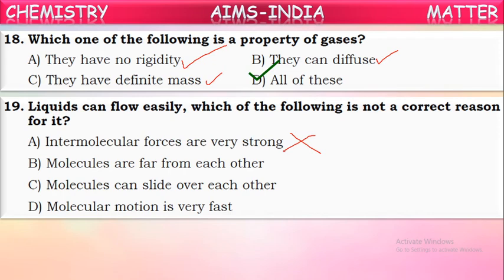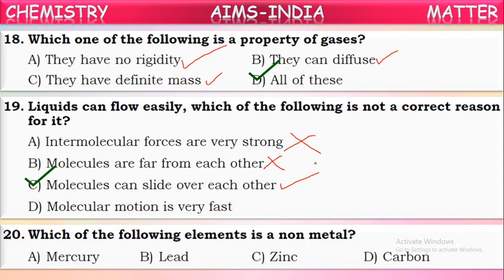Molecules are far from each other. Is it true? Not much far. In liquids, they are loosely packed but not much far. So see the third option. Molecules can slide over each other. Yes, this is the correct reason because of which liquids can flow. Liquids can flow because the molecules of liquids can slide over one another. Okay, this is the correct answer.